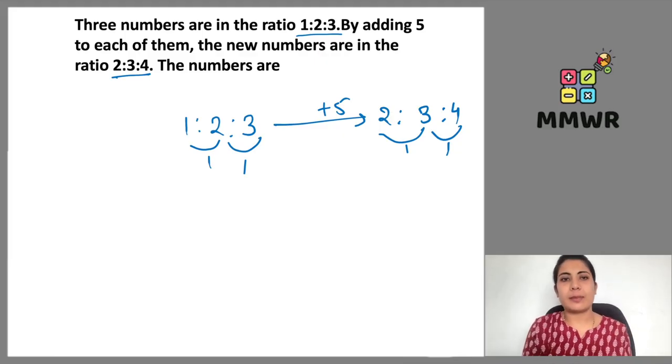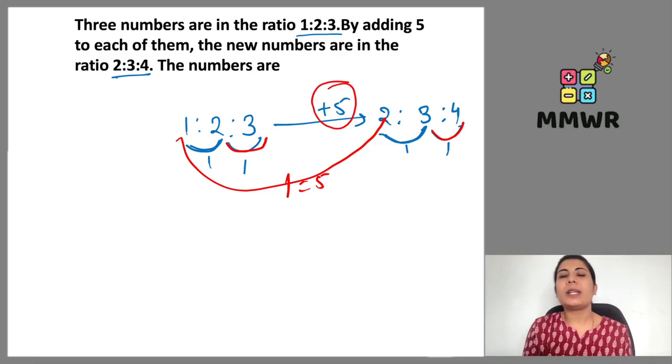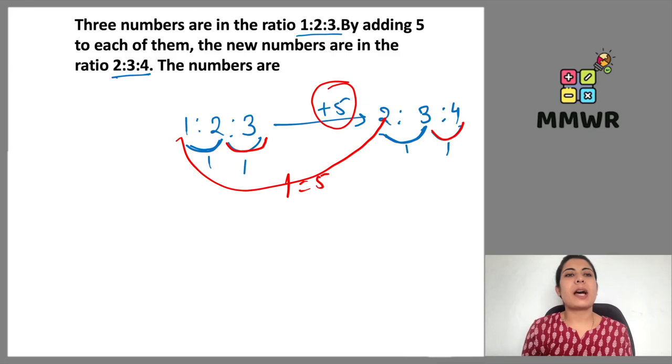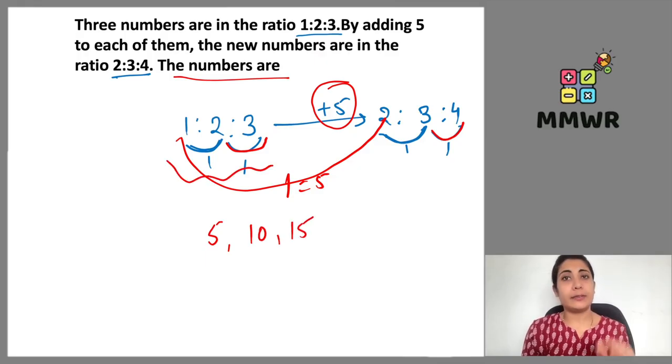Not everywhere the same. These two should be the same and these two values should be the same. Now 1 to 2 has increased by 1, and that should be equal to the number which has been added. So the new numbers are in this ratio. The numbers are going to be 5 ones are 5, 5 twos are 10, 5 threes are 15. If it is not mentioned what they are asking, then we always consider the older values: 1, 2, 3, so 5, 10, 15.